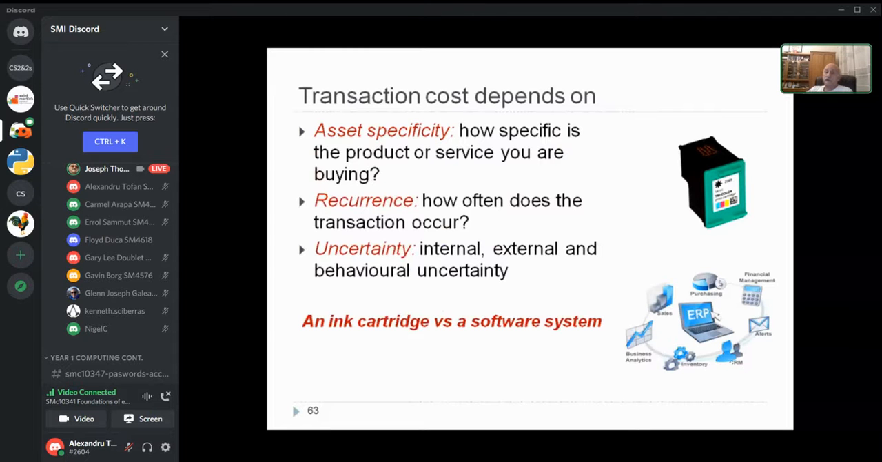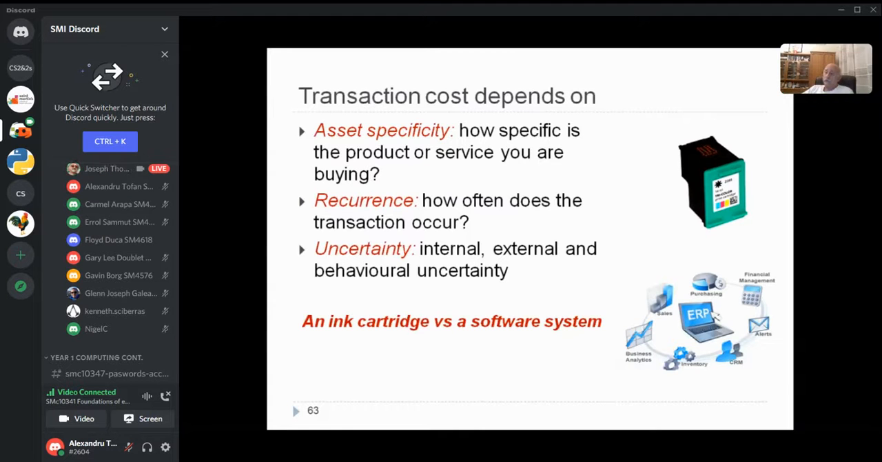Internal uncertainty. With an ink cartridge, you don't really have uncertainties. The only uncertainty perhaps is with this ink cartridge, were there any problems with the manufacturer? Is it half empty already? Right? But buying an ERP, the uncertainty internally: will it give us what we want? Will our users get used to using it? Will our users really get the proper training on how to use it?